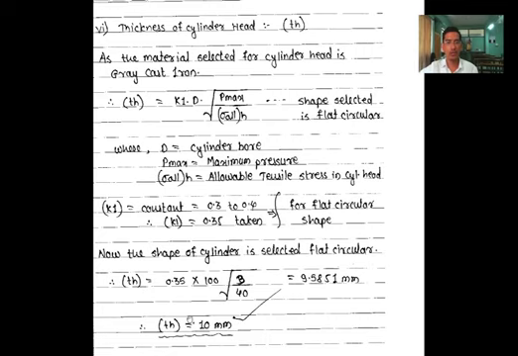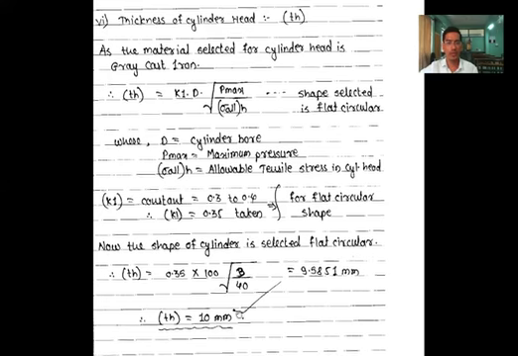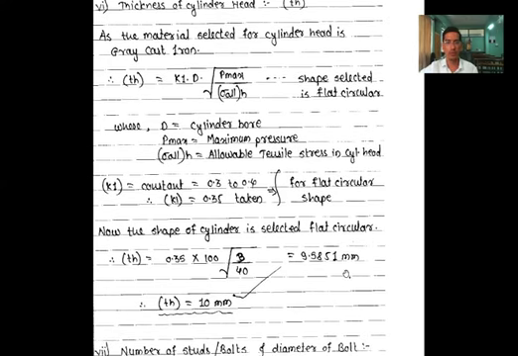Now the shape of the cylinder head is selected as flat circular. Therefore, TH is equal to K1, which will be 0.35, 100 is the bore diameter, then maximum pressure is 3 and 40 will be your allowable stress. So the thickness of the cylinder head will come as 9.58 mm, but it will be taken as 10 mm.